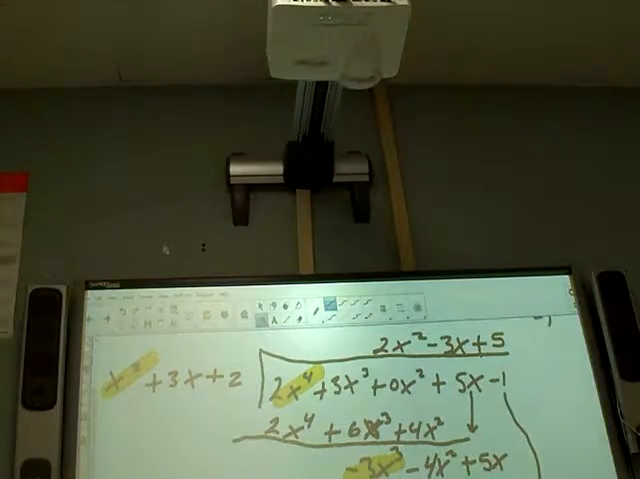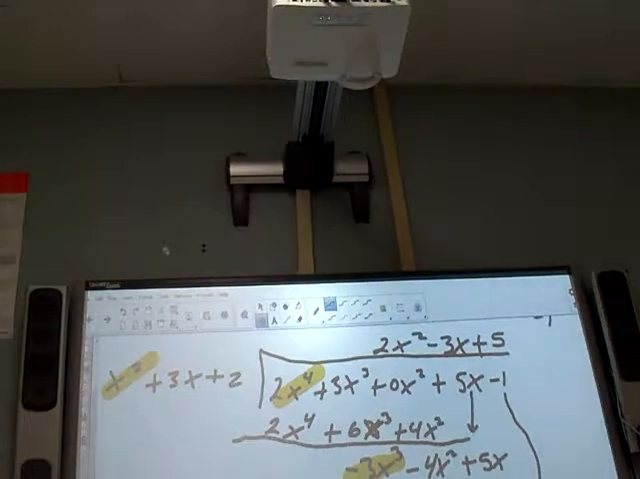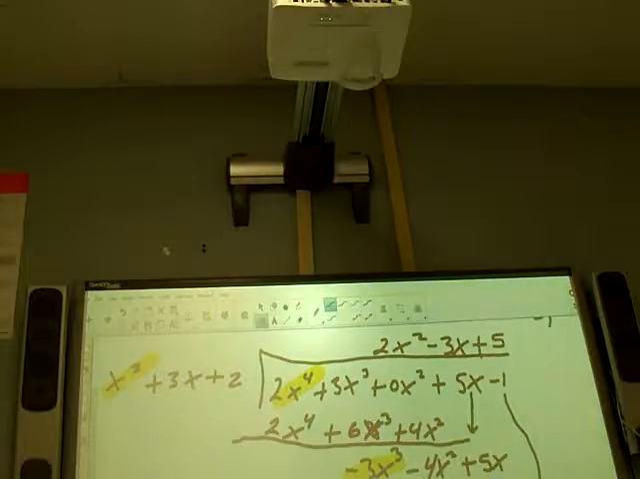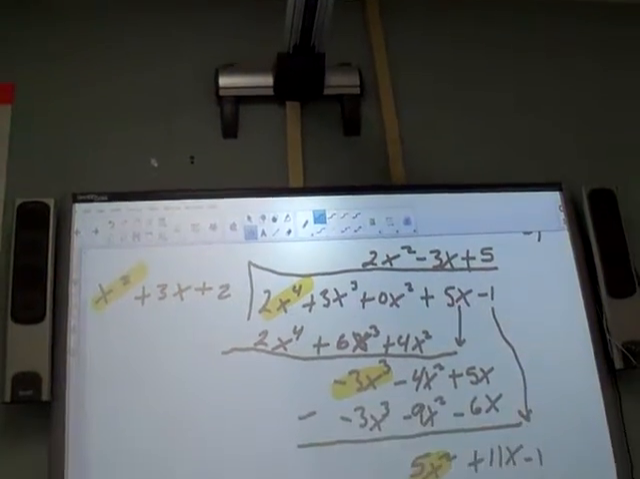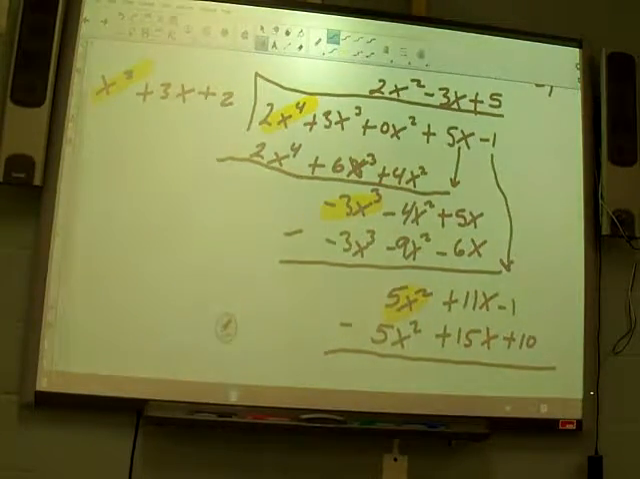So would it be 5 times x? Would it be x squared? 5x squared, yep. 5x squared. And then you got 5 times 3x, 15x. And then you got 5 times 2, plus 10. Draw your line and subtract. Yes, CJ said the 5x squareds cancel out.